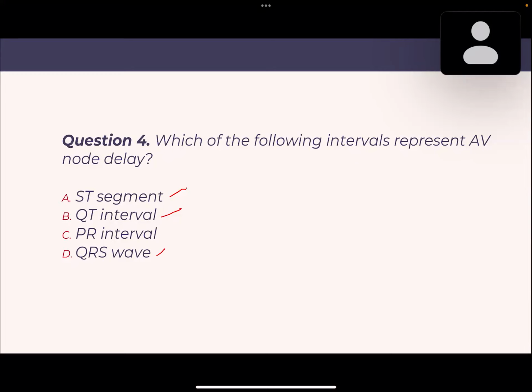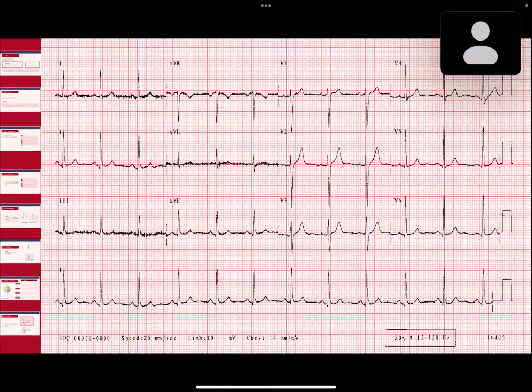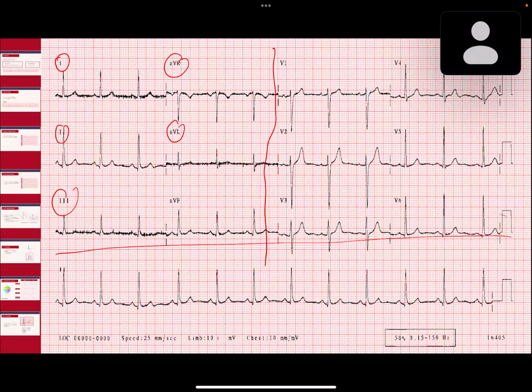Okay? When we put everything together, this is what we come up with. So this is what a 12-lead ECG looks like. I know it could be overwhelming, but we're going to break it down together. So we can divide it into 3 parts. We've got the lead 1, lead 2, lead 3, and then we've got the augmented voltage right, augmented voltage left, and augmented voltage foot. So those are the limb leads.